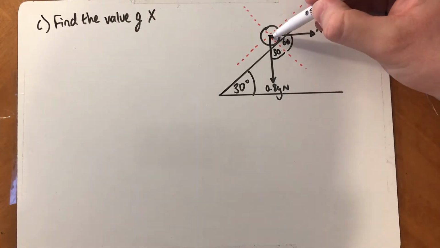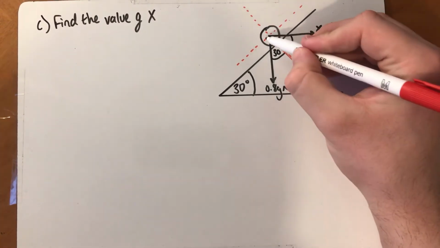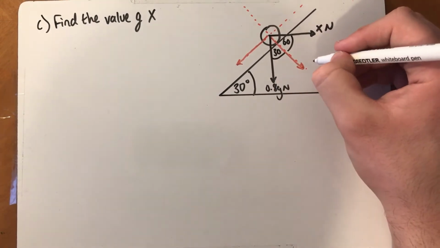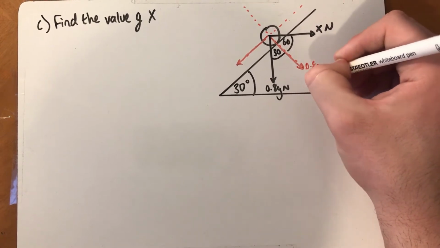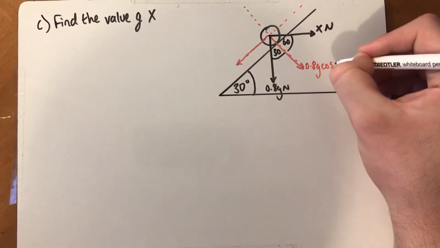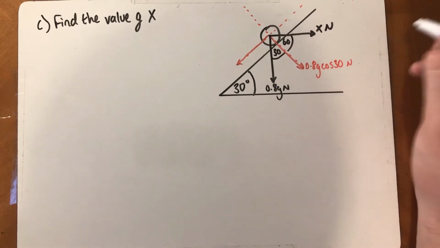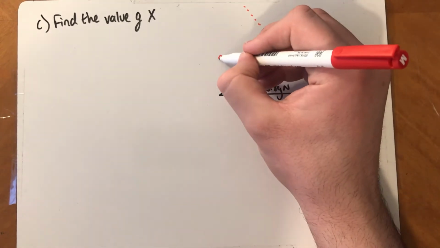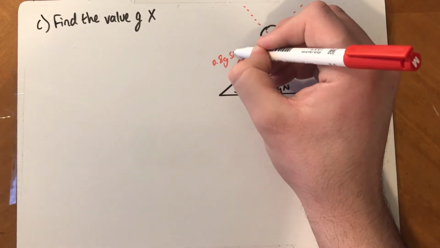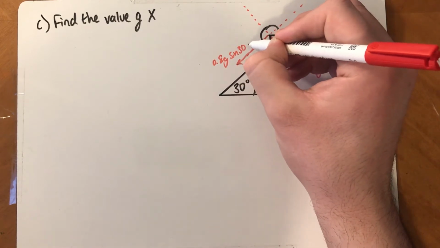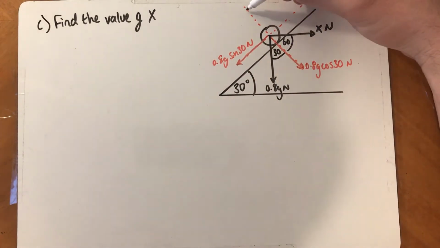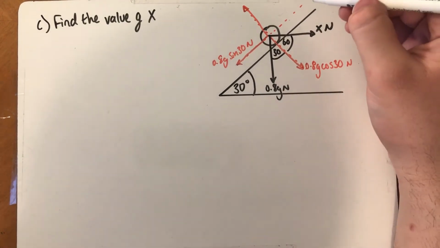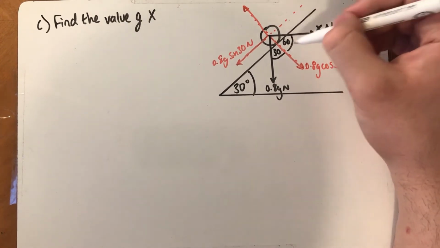So I'm going to resolve my weight into and down the slope. Okay, so the force that includes the angle is cos, so this force is 0.8 g cos 30 newtons, and the force that does not include my angle is sine, so this force is 0.8 g sine 30 newtons. I've got my normal reaction coming there, and I can resolve now x.